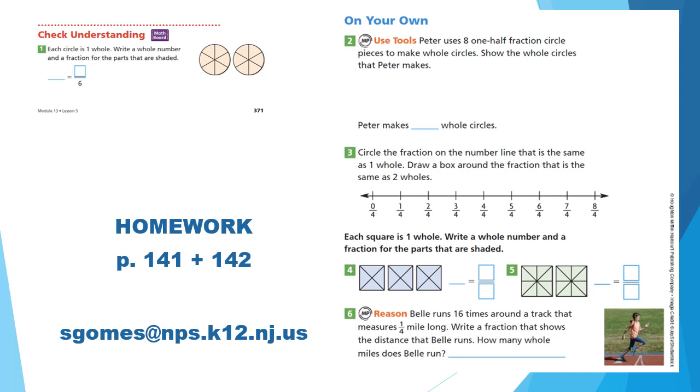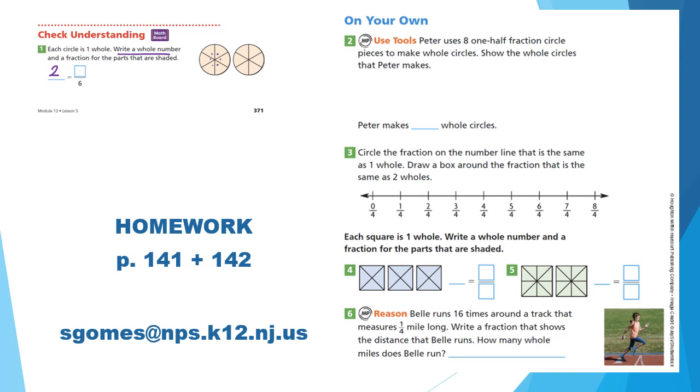Let's start there. Number 1 says, each circle is 1 whole. Write a whole number and a fraction for the parts that are shaded. Well, writing a whole number, pretty easy. We look at the circles and we see that there's 2 whole circles. So my whole number would be 2 whole circles. Okay. And now, looking at the fraction, we see that they already gave us the denominator. And the reason that the denominator is 6 is because there are 1, 2, 3, 4, 5, 6 equal parts in 1 whole. Okay, so my number is 6 on the denominator.